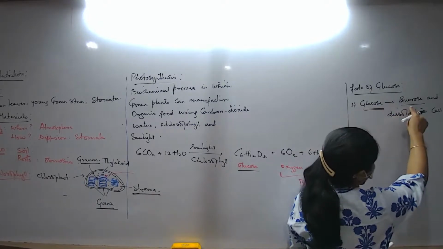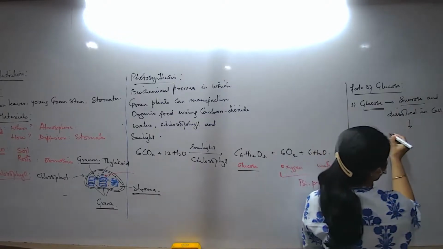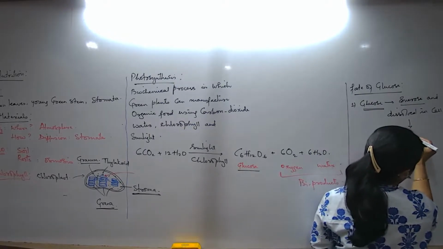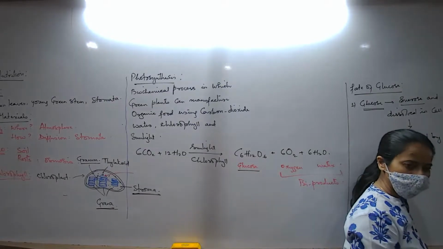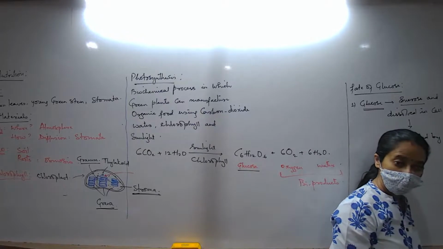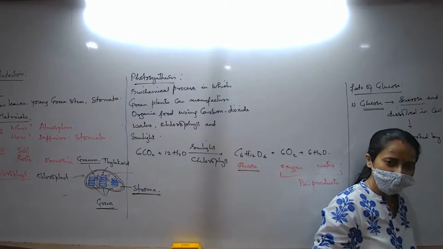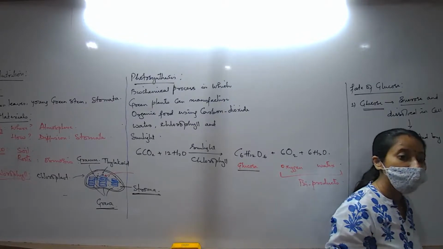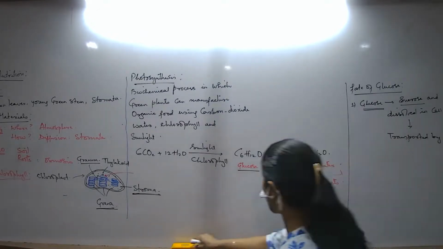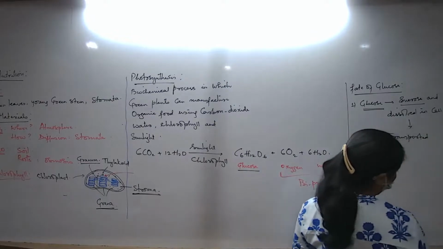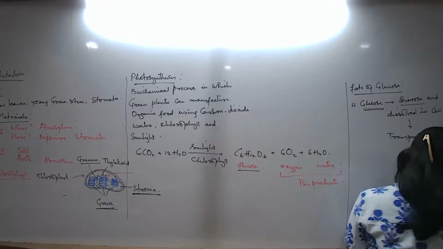The glucose first of all gets converted into sucrose and then dissolved in the cell fat. And now what will happen? It will be transported. By what type of tissues, which help in the process of plant transportation? Xylem or phloem? Which one should I tick? What is the answer? Phloem.